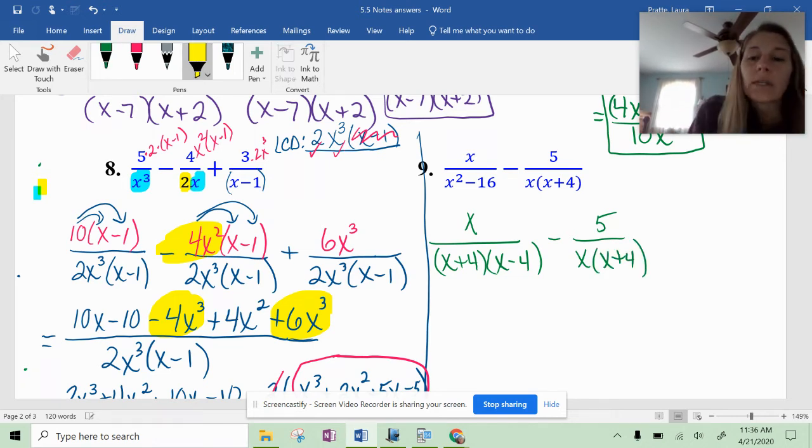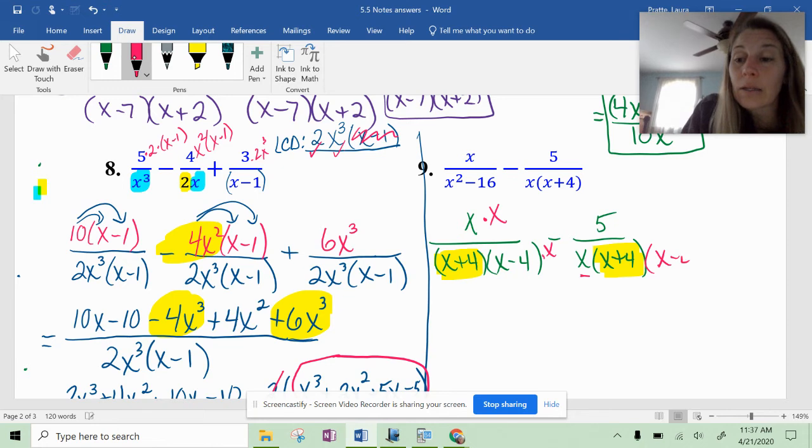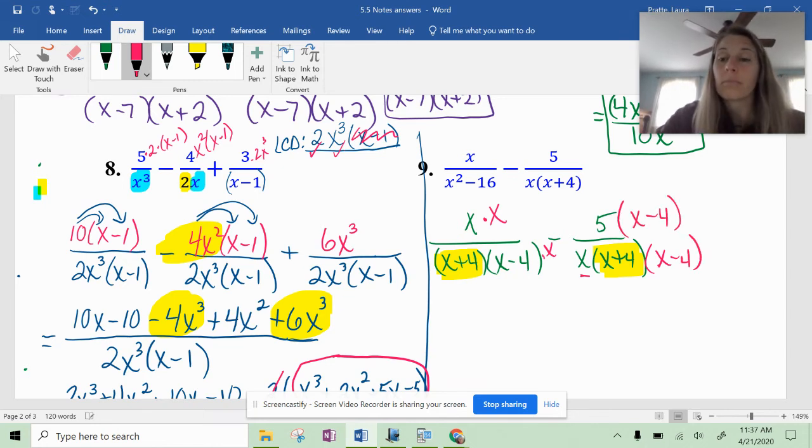All right, so now this one does have a common factor already. You have the x plus 4 on either side. So each fraction only needs to be multiplied by whatever it's missing. Like the one on the left is missing this x, so we need to multiply it by x. And the one on the right is missing the x minus 4, so that's what we have to multiply on that side.